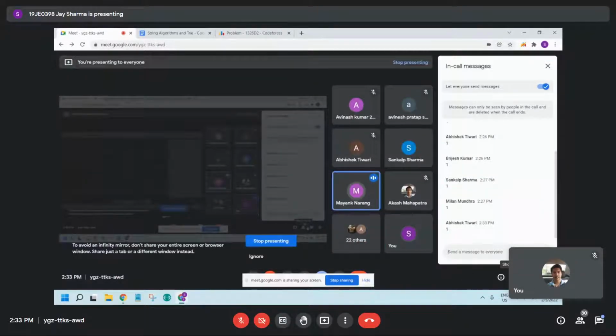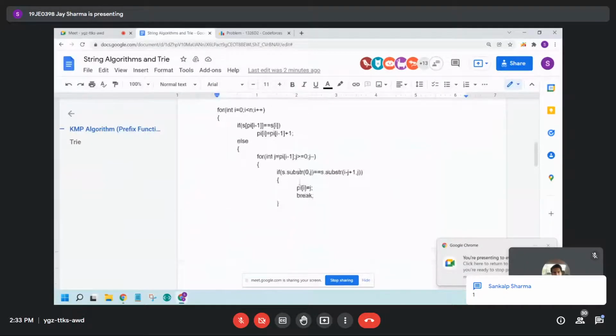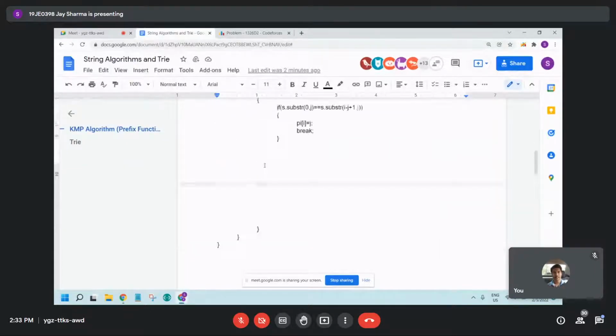So can you explain the time complexity again? Yeah. So how are the two loops running together into n time? Okay, so let me come back to an example.